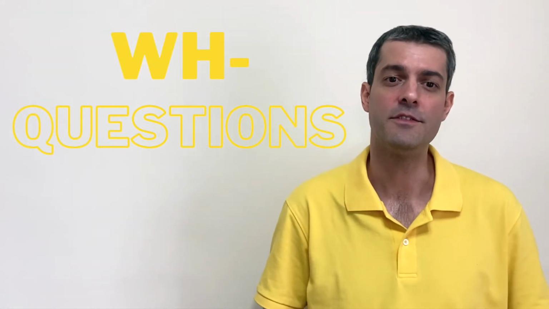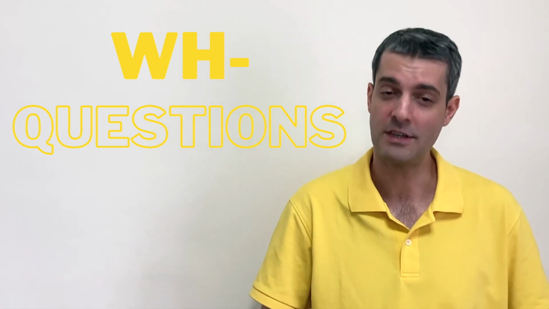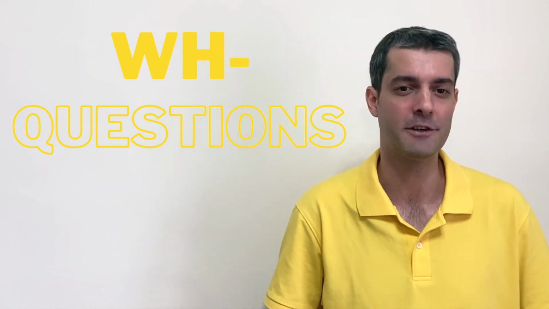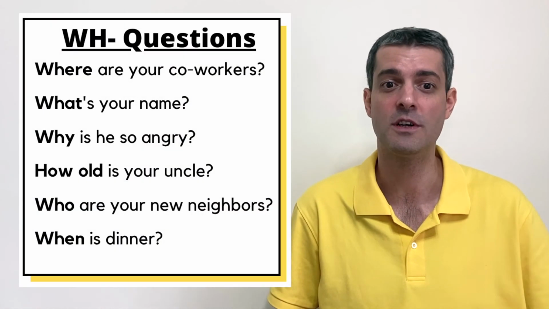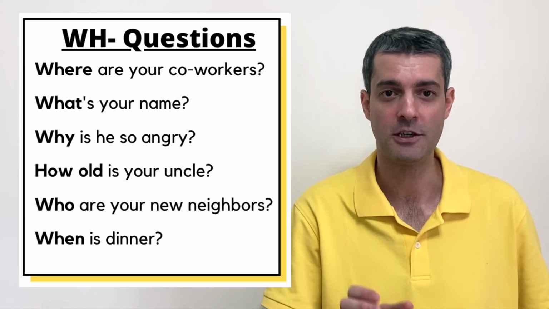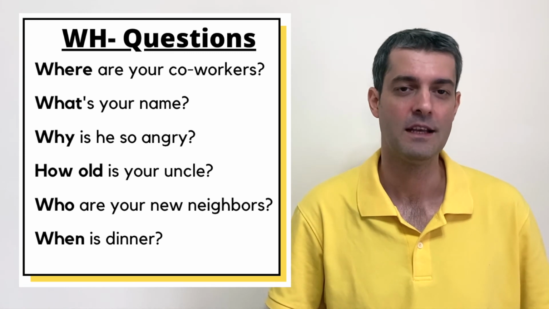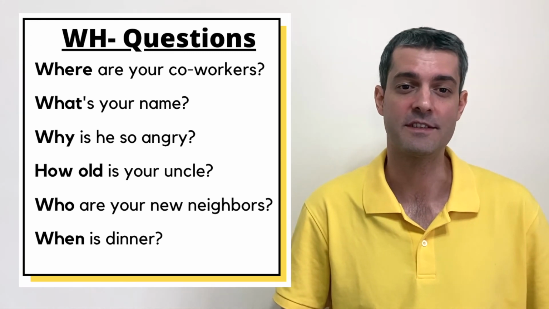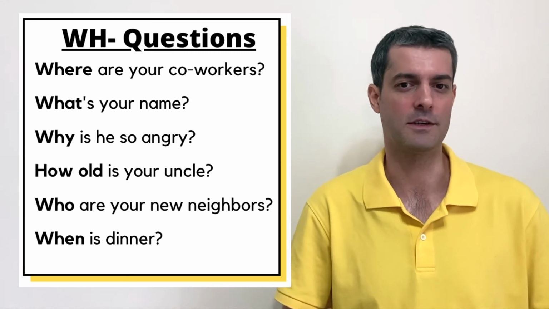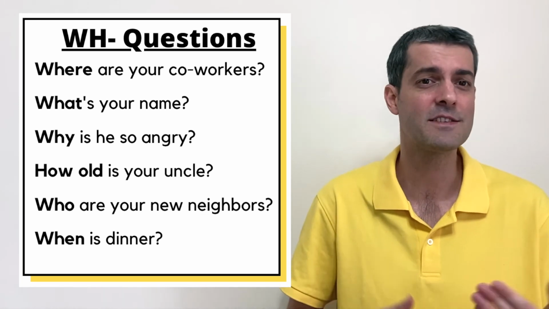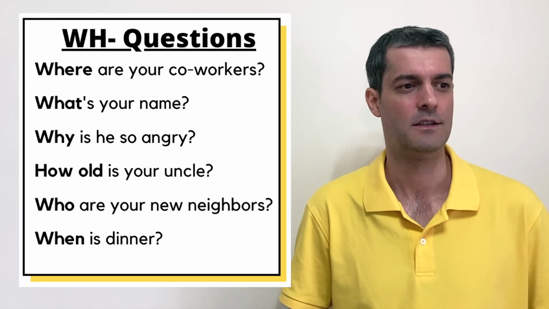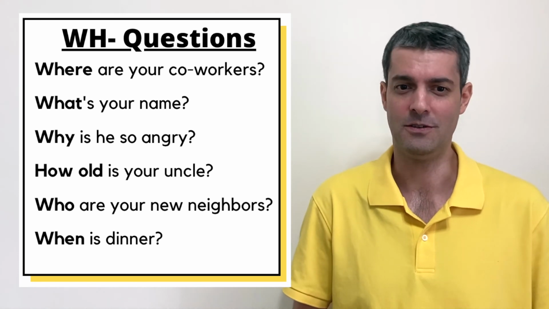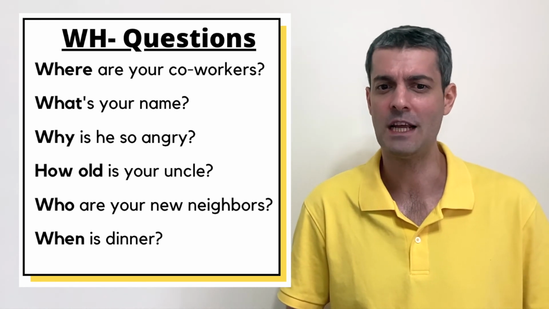How do we create WH questions in the present simple tense using the verb be? Well, we take our WH question word followed by our be verb and our subject. Some example questions could be, where are your coworkers? Or, what's your name? Or, why is he so angry? How old is your uncle? Who are your new neighbors? Or, when is dinner?